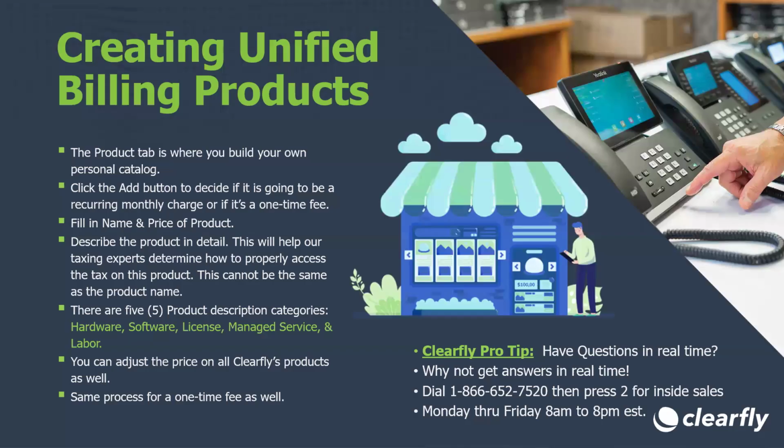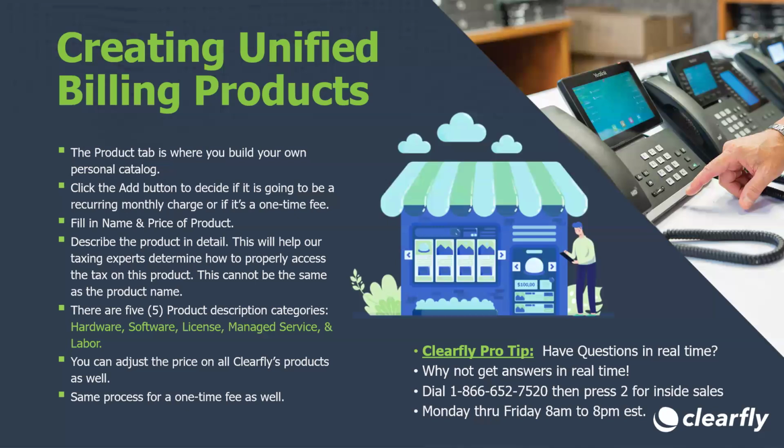Next, we'll be creating the actual UB products themselves. We'll show you where to access it. It's going to be in the product tab, where you'll build your own personal catalog. You'll click the add button to decide if this is going to be a monthly recurring or a one-time fee. You'll fill in the name and price of the products. You'll then have to describe said products in a little more detail. That way, it helps our tax experts properly assess what taxes are applicable for those products or services.